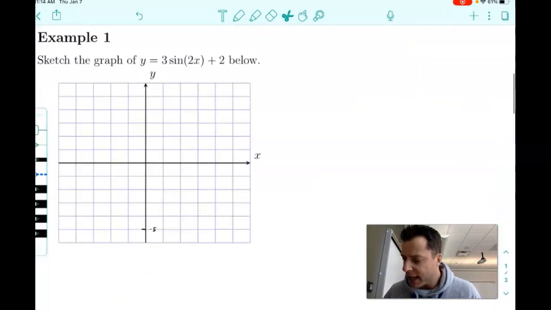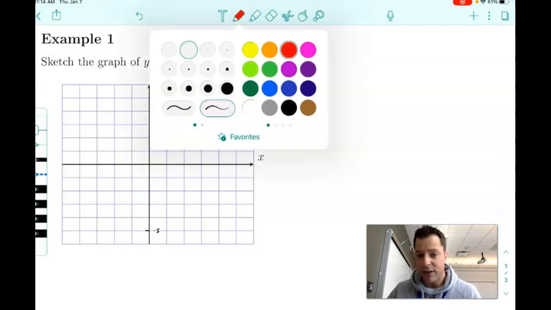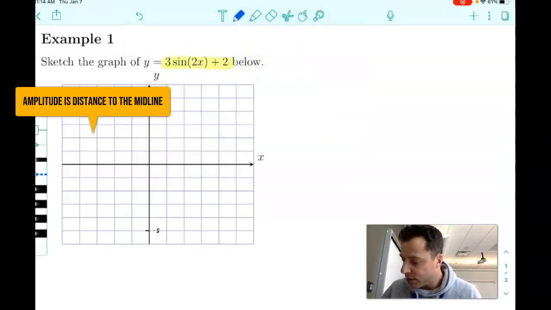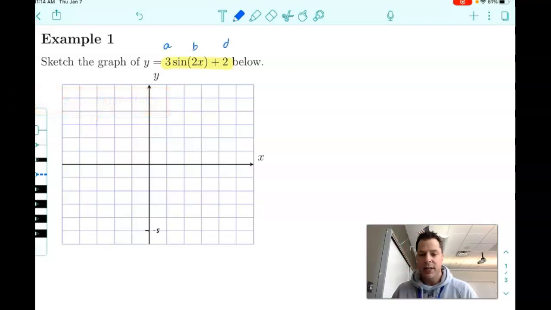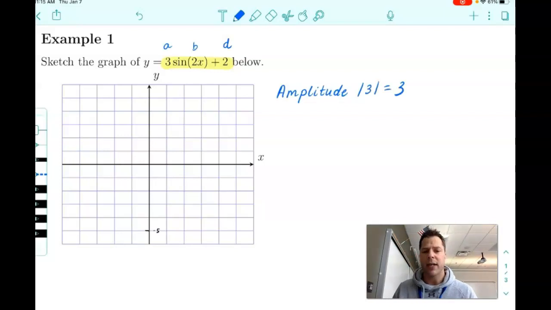We're going to be graphing a sine function, and we're looking for a few values here. I try to go in this order: I try to find the amplitude first. Remember, here's our A value, here's our B, here's our D value now, this new number on the outside. So let's look at the amplitude. The amplitude here is, remember, an absolute value. It's a distance from the midline. The absolute value of 3 is 3, so no trouble there.